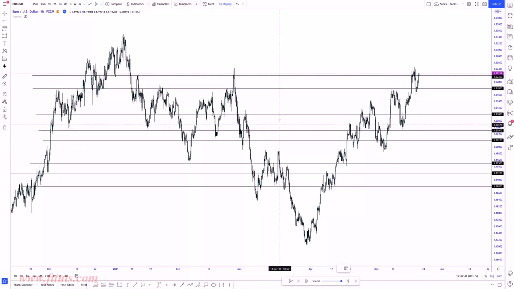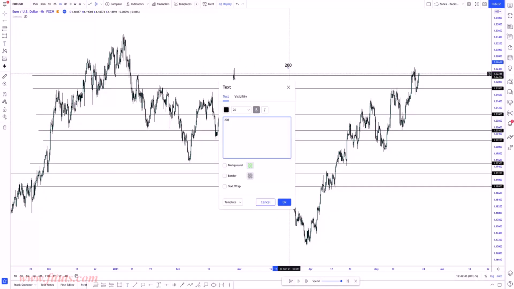So the numbers you're going to be focusing on are these ones here. You have your 200, 500, 800, and 1000. An example of the 200 level would be this line here, 1.22200. Another example for the 500 would be this level down here, 1.20500. Another level would be 1.20800, and then 1.21 would be the 1000 level. So those are just some examples.